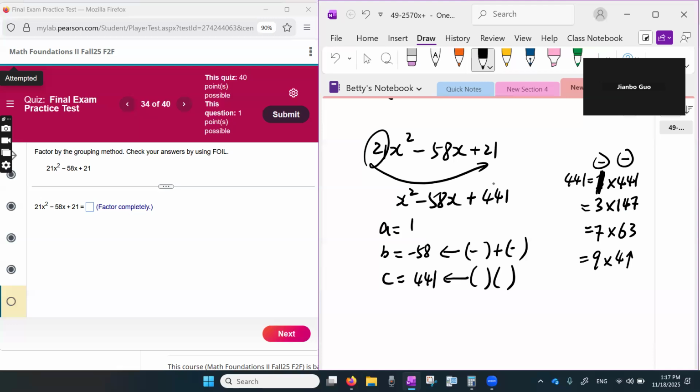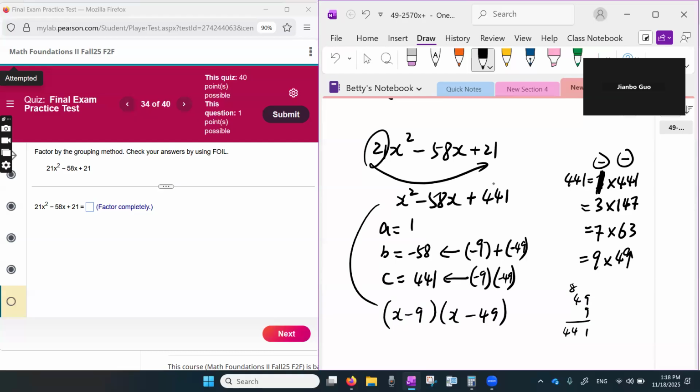49 times 9 is 441, right? 81, 36 plus 8. So the two numbers are -9 and -49, because they multiply to positive 441 and they add up to -58. So we are able to factor this as x minus 9 times x minus 49.